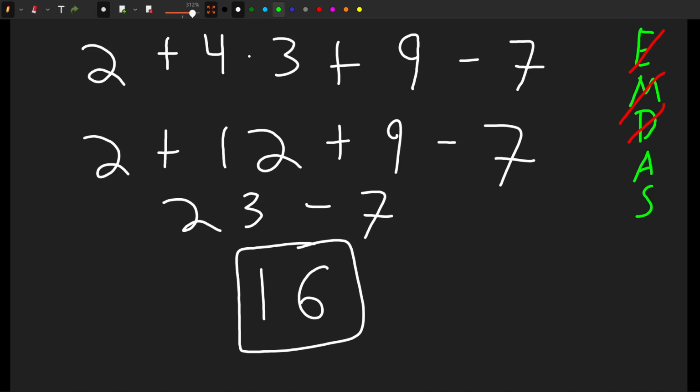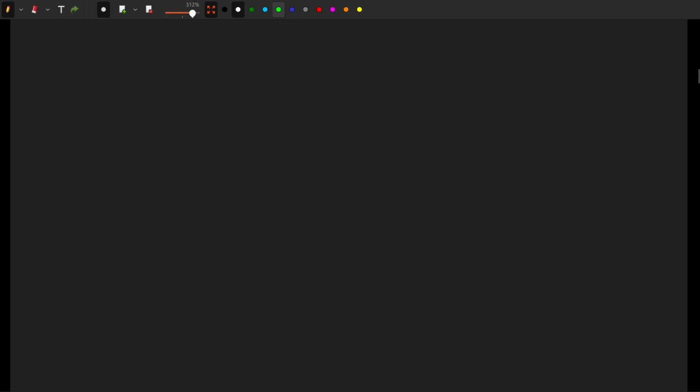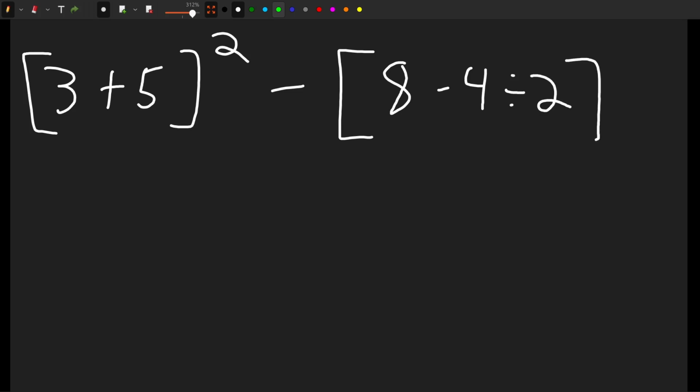Okay, we'll do one more problem, which will be a bit more complicated, and then that'll be it for this video. The next problem we'll do, and the last problem, is 3 plus 5, all of this in a brace, squared, minus, and this will also be in a brace, 8 minus 4 divided by 2, cubed.